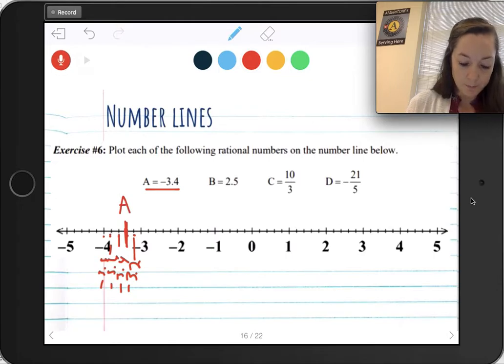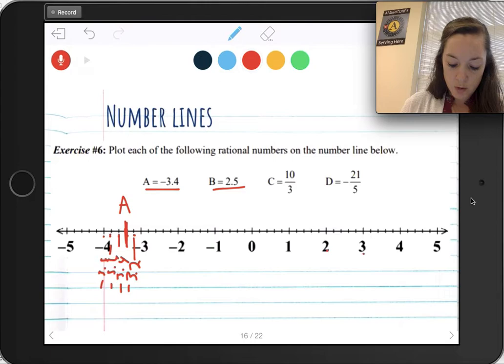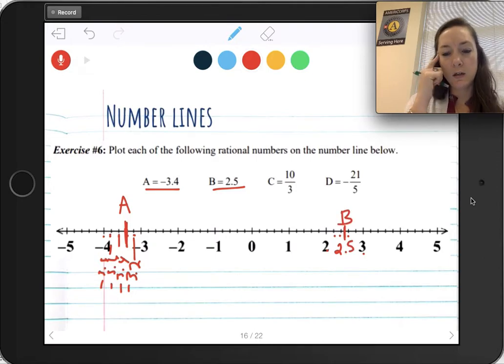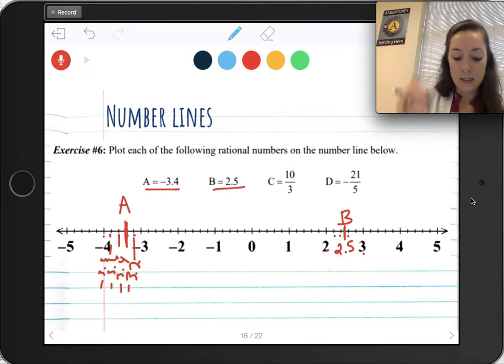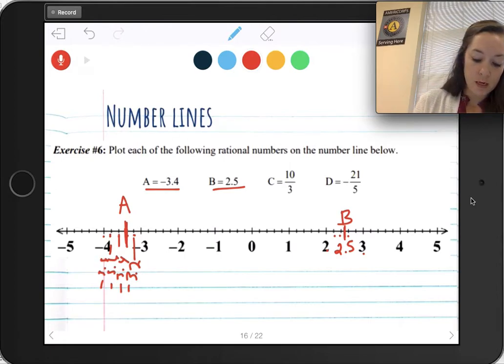Okay, great. B, 2.5. Well, I know it's between 2 and 3, and it's right between them, so it's not going to be 0.2 or 0.4 or 0.6, it's going to be in between. So 2.5 is B. Now C, 10 thirds. I need to make this a decimal. 10 divided by 3 is 3 1/3, or 3.33.